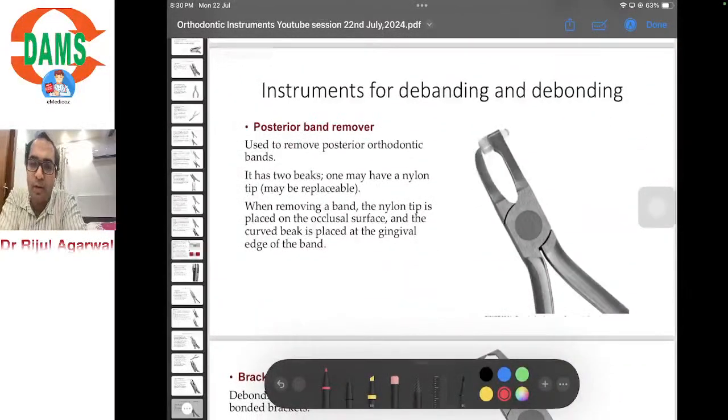Again an important group, the instruments for debanding and debonding. Okay, beginning with the first one, the posterior band remover. It's for removing posterior orthodontic bands. This is the nylon tip, which is placed on the occlusal surface, and the curved beak is placed on the gingival, and through that the band is pulled out. Okay.